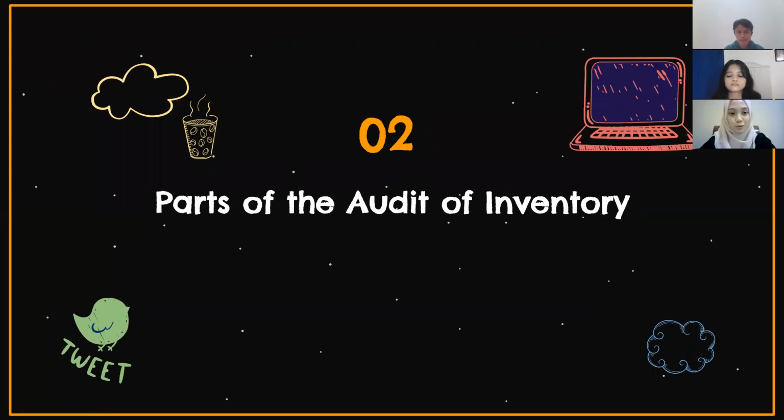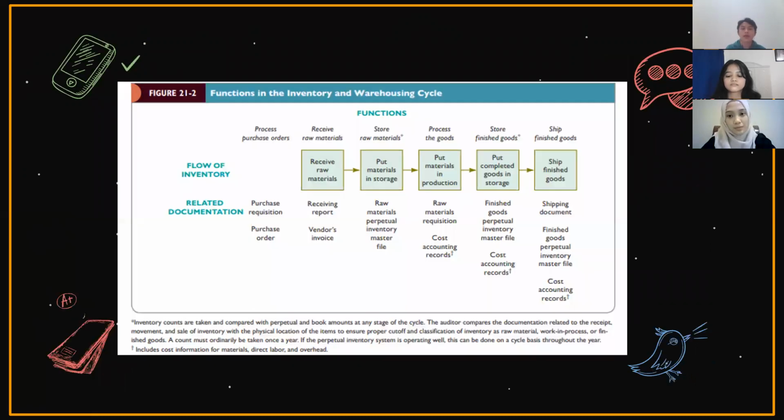Learning objective 2. Explain the 5 part of the audit of the inventory and warehousing cycle. For that, let's see the cycle. Cycle of function in the inventory and warehousing cycle.